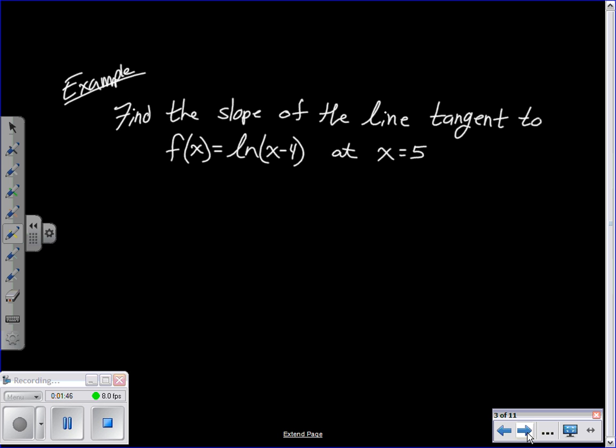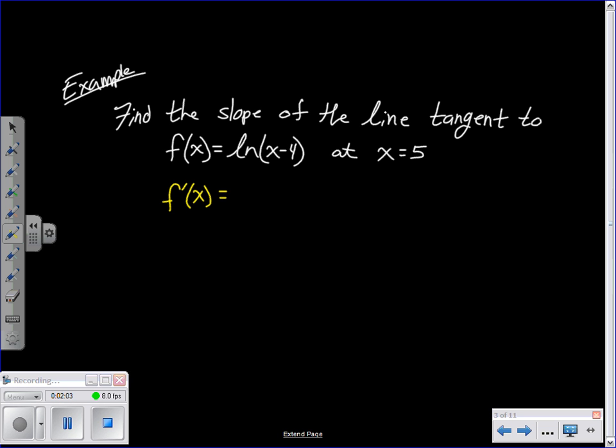Now let's look at an example. Find the slope of the line tangent to the function f of x equals natural log of x minus 4 at the specific x value x equals 5. First, I want to find my derivative, f prime of x.